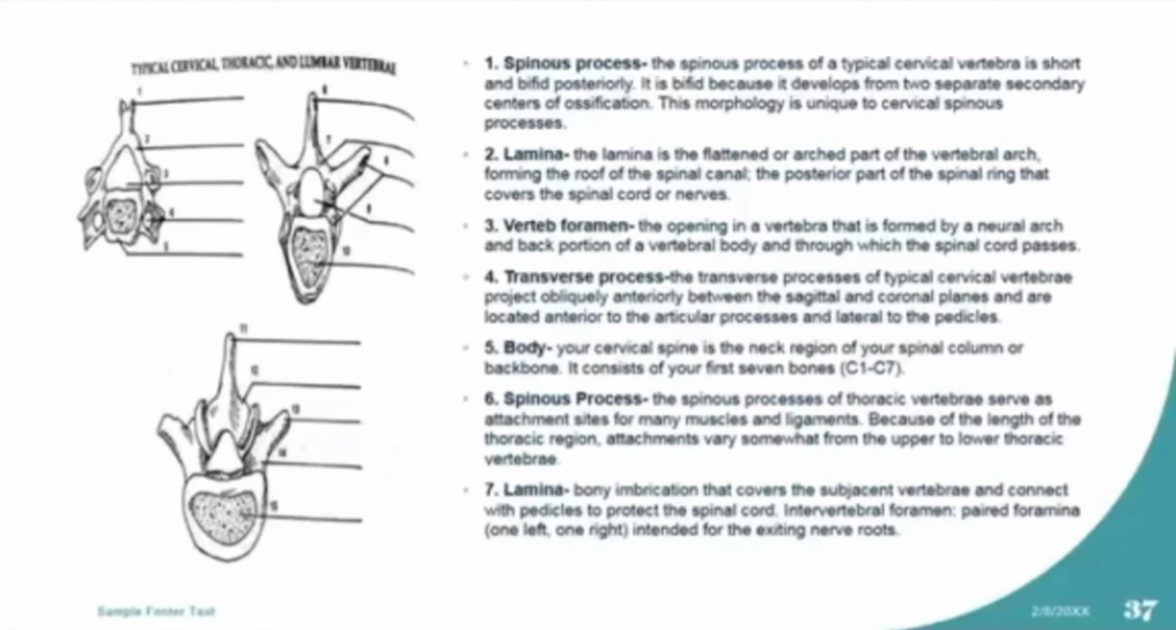So the next part is your typical thoracic vertebrae. So number 6 is the spinous process. The spinous process of thoracic vertebrae serves as the attachment site for many muscles and ligaments. Because of the length of the thoracic region, attachment varies somewhat from the upper to lower thoracic vertebrae. So number 7 is your lamina, a bony imbrication that covers the subjacent vertebrae and connects with the pedicles to protect the spinal cord, intervertebral foramen or paired foramina, one left and one right, intended for the exiting nerve roots.